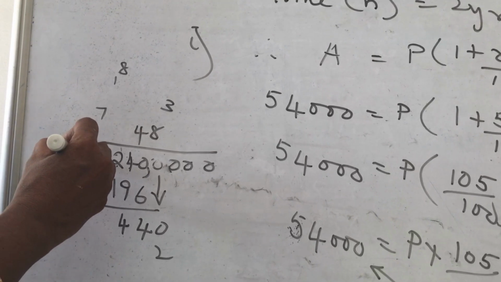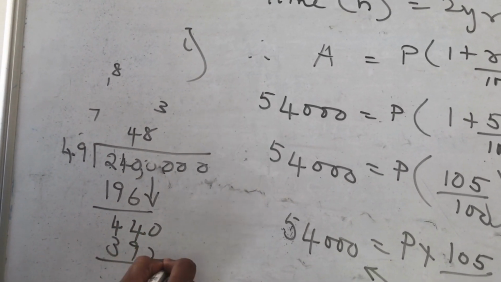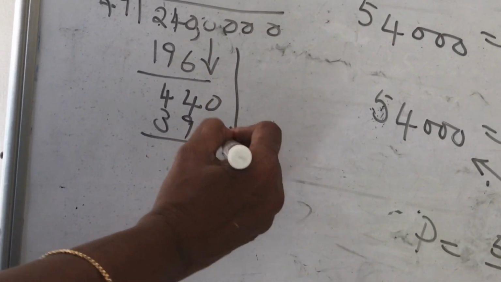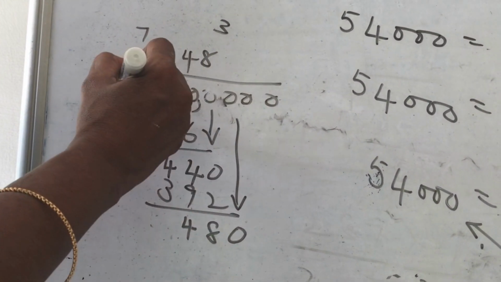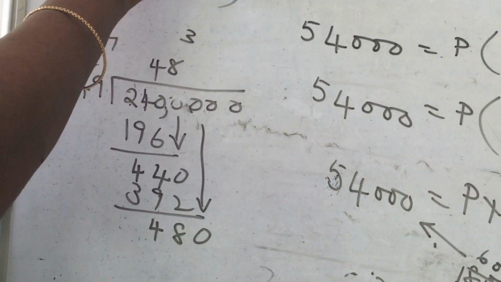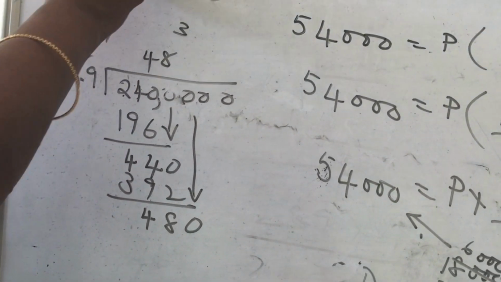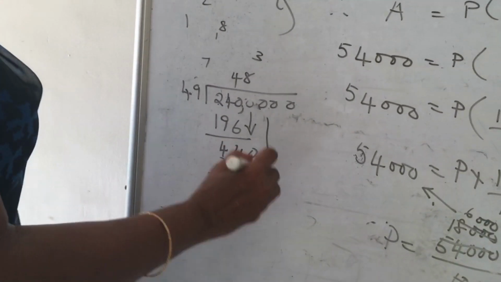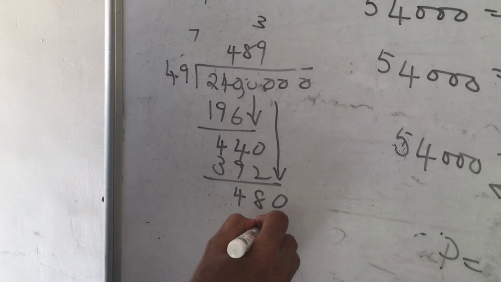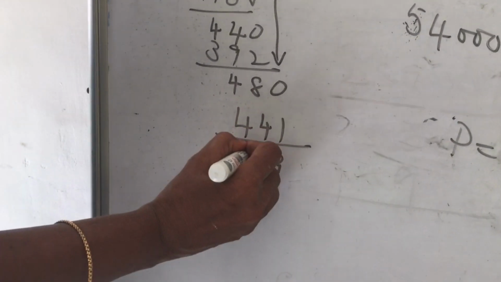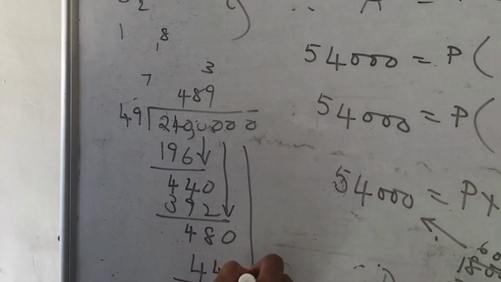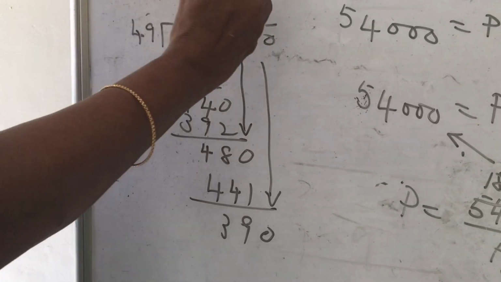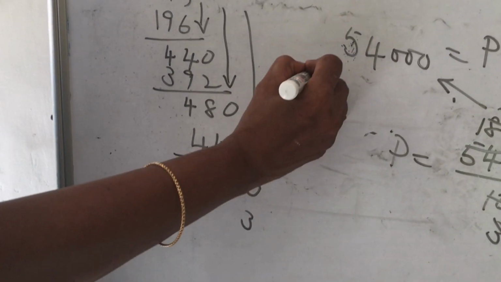8 4s are 32 plus 7, 39. 10 take away 2, 13 take away 9, 4. Bring down the next 0. How many times? 81. 8 4, 9 4, 8 72. 9 times 81. 36 plus 8, 44. Bring down the next 0. How many times? 392. 7 times. 7 9s are 63.